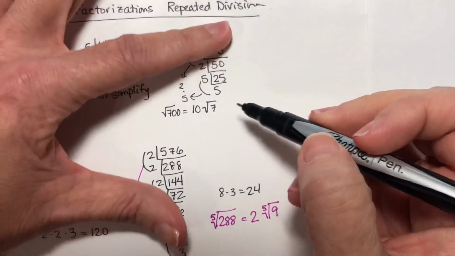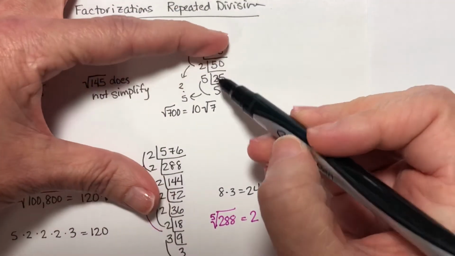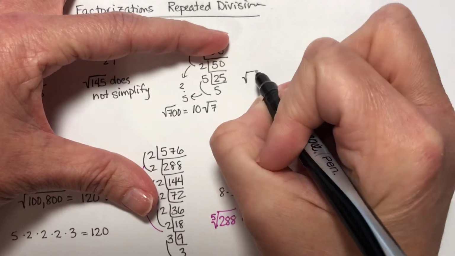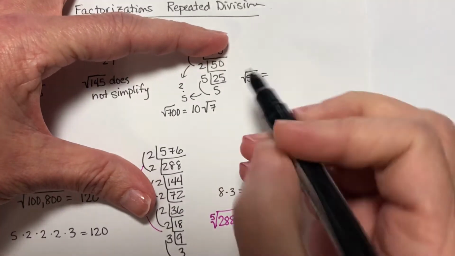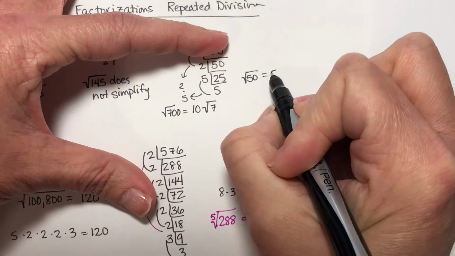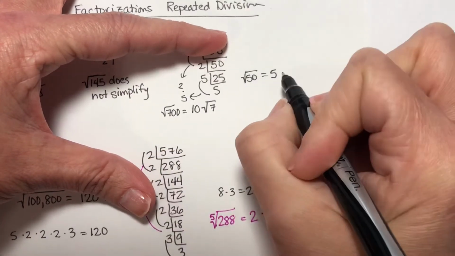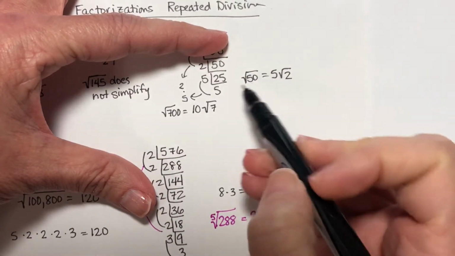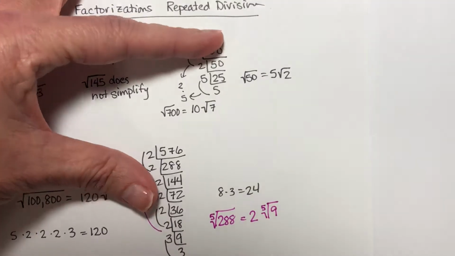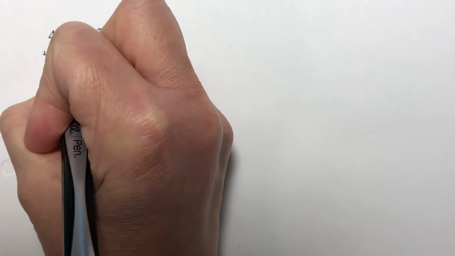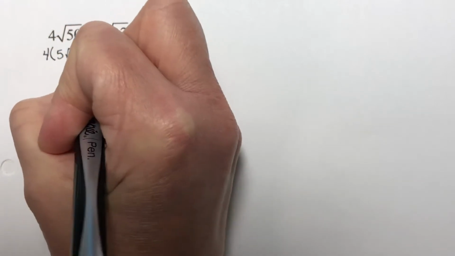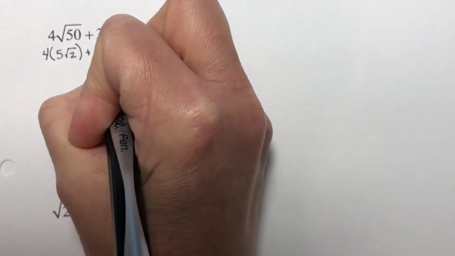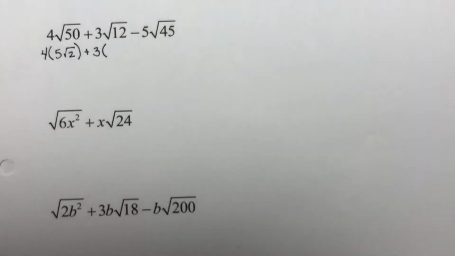So if I cover up the top two, I see that the square root of 50 would equal, I have a pair of 5s, so 5 on the outside, and then a 2 stuck on the inside. So the square root of 50 would be 5 times the square root of 2. So I place 5 times the square root of 2 here, plus 3 times the square root of 12.